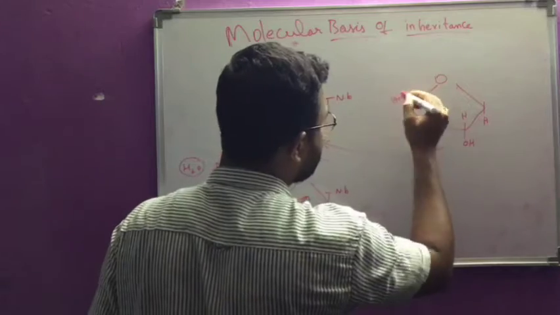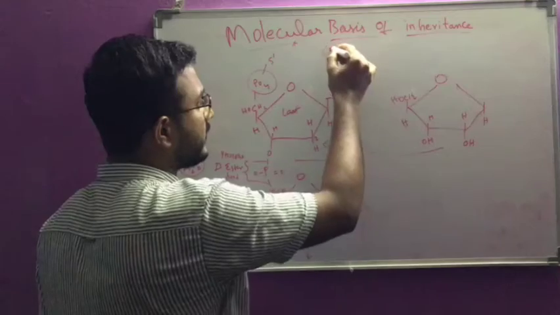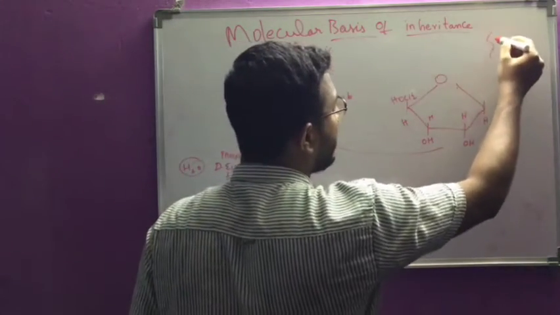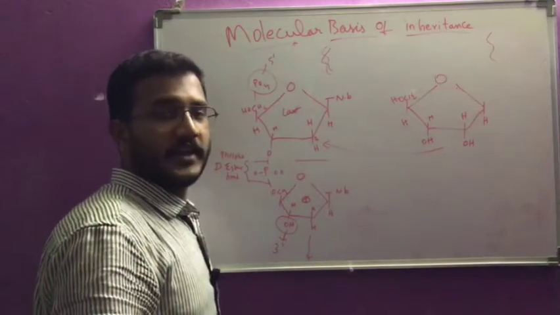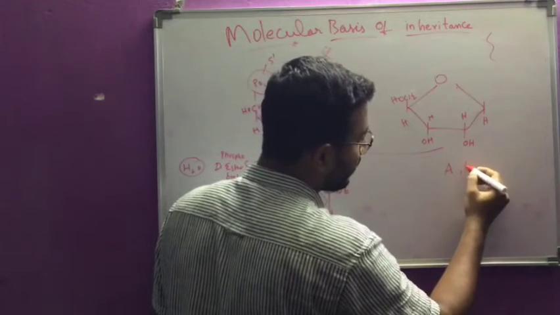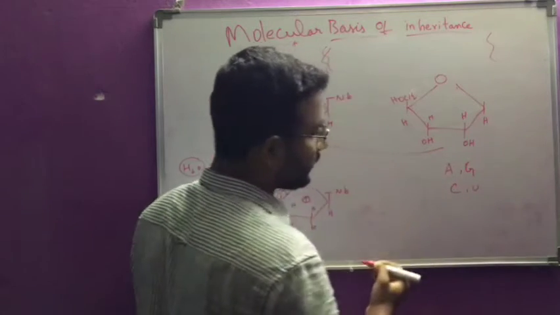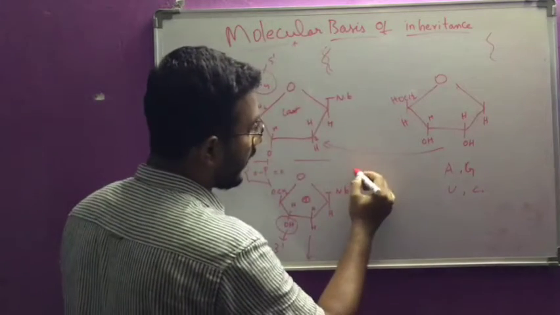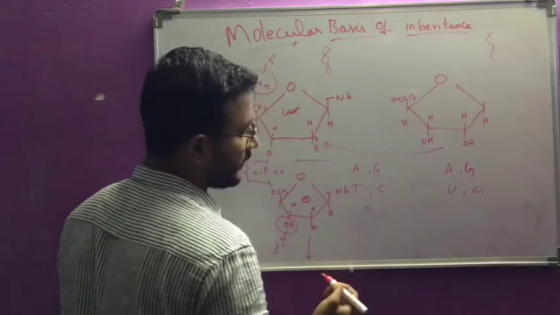Same, everything is same except that. Mostly the DNA is always 99% double stranded, and the RNA is 99% single stranded. That is the major difference. And here the nitrogen bases are adenine, guanine, cytosine, uracil. But in DNA, adenine, guanine, thymine and cytosine.